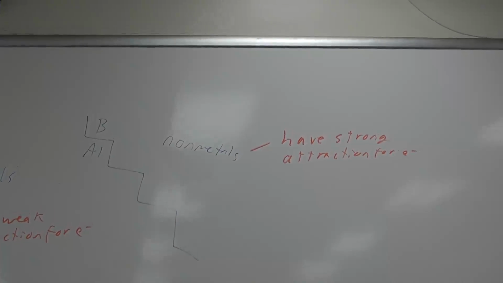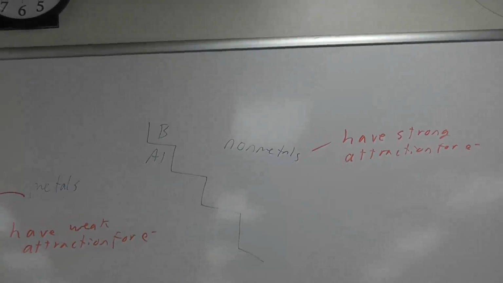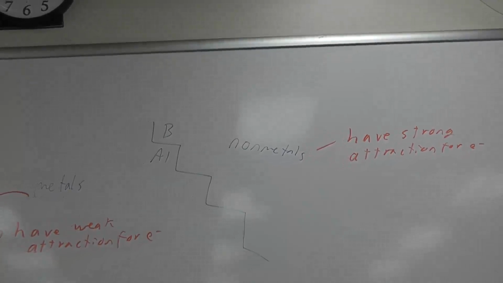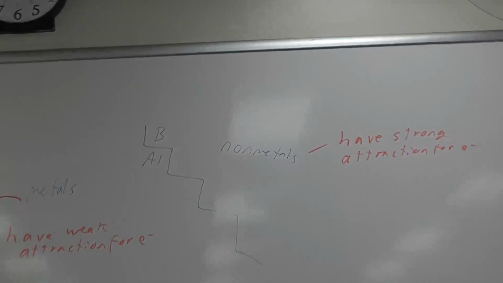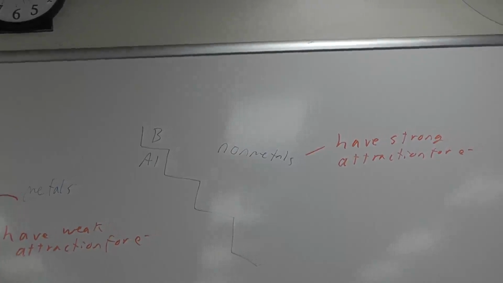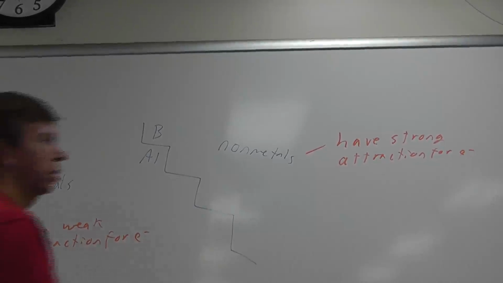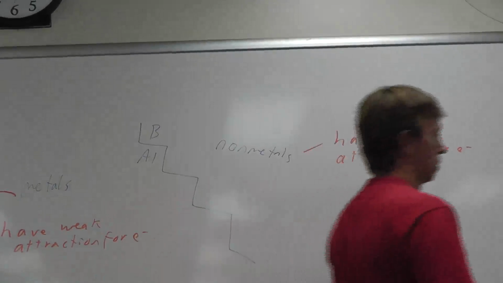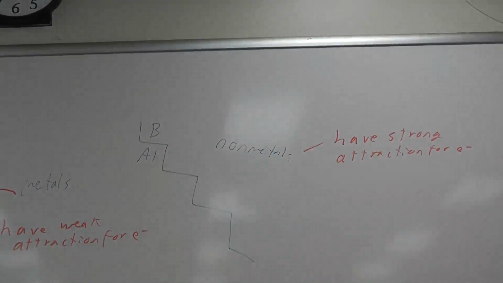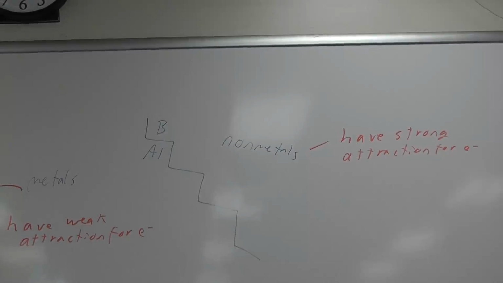When atoms come together to bond and form compounds, it's the electrons that get involved in that bonding, and how they behave is a result of what kind of element you're dealing with. So to start, let's say we're bonding a metal with a non-metal.